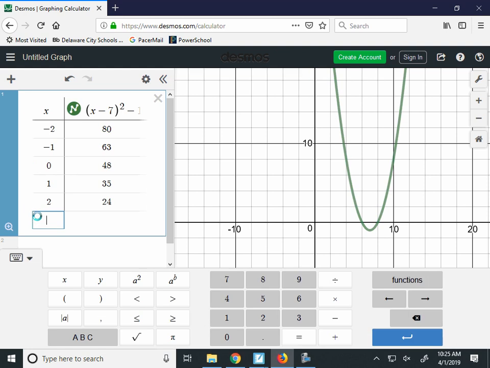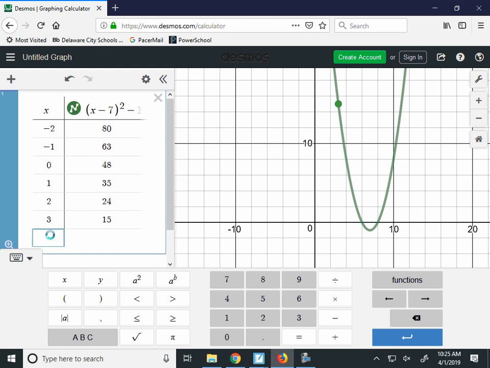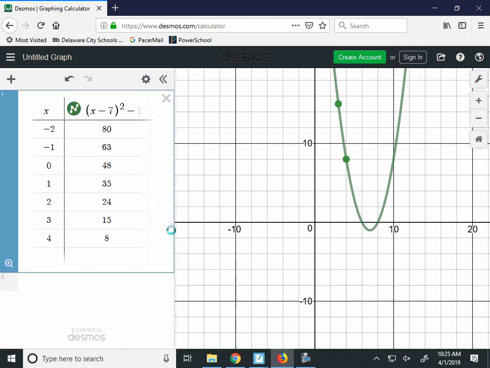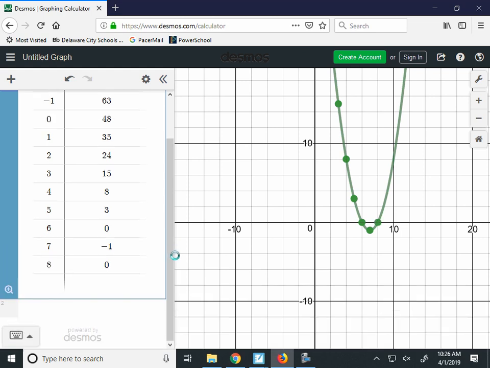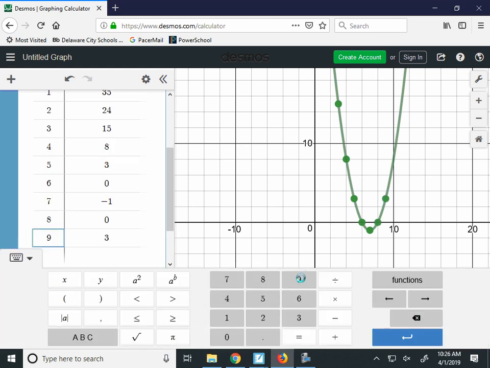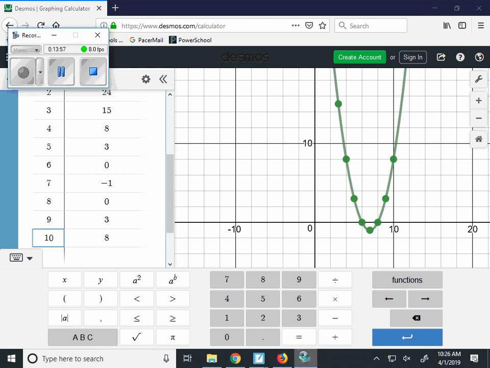Now, we know our vertex is at x = 7, so 2 doesn't seem to fit. 3 doesn't look good, but 4 will fit on our graph. 5 will fit. So will 6, 7, 8. You gotta put in some of your numbers here. 9 and 10. So it looks like I can graph from 4 to 10. Hit pause and graph that on your paper.